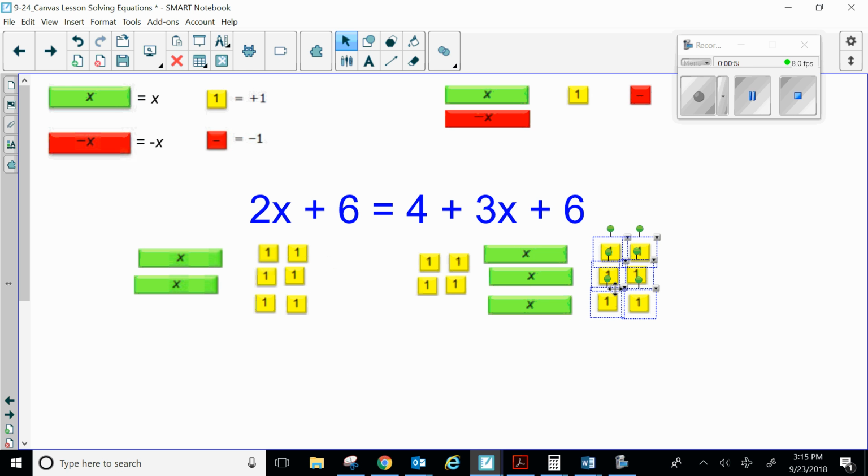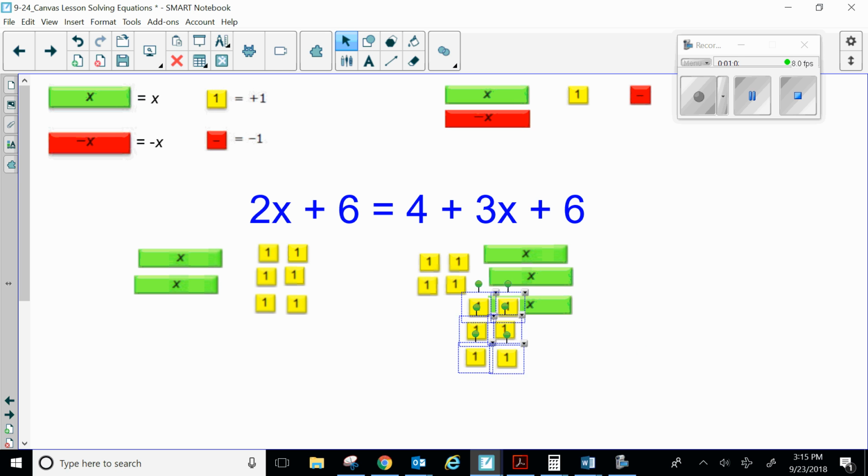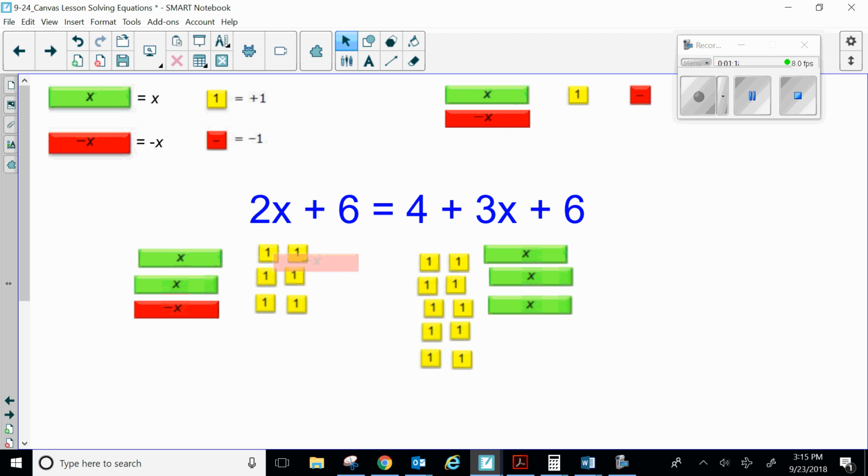Okay. I can see on my right side that I can go ahead and combine my 6 with my 4 to make 10. Okay, and then we're going to start solving. So I'm going to start by wanting to get my x's all on one side. So I'm going to get rid of my 2 positive x's by adding 2 negatives. I'll add 2 negatives on my right side.